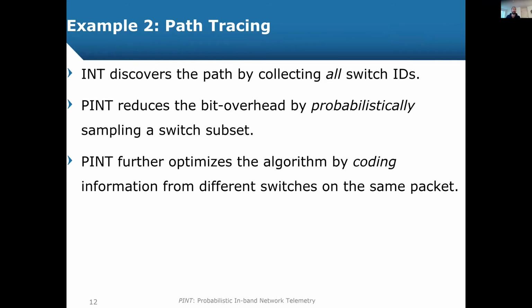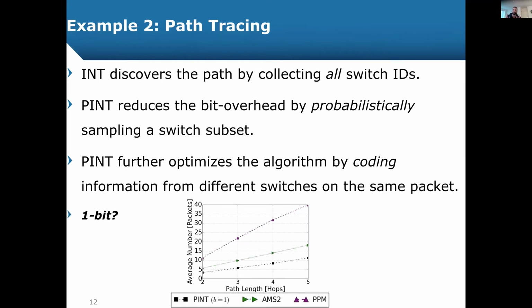We can use coding to reduce the number of packets we need for a given overhead by a lot. And we can even use just a single bit per packet. And what we saw is that even with a single bit per packet, we can actually improve over the existing techniques that use 16 bits. Right? So we require only 1 bit and we still give you better performance.